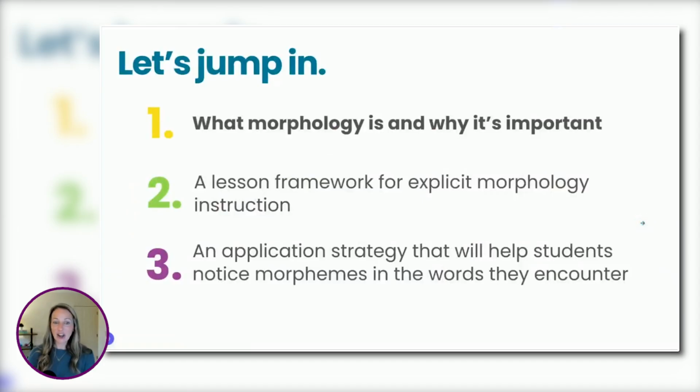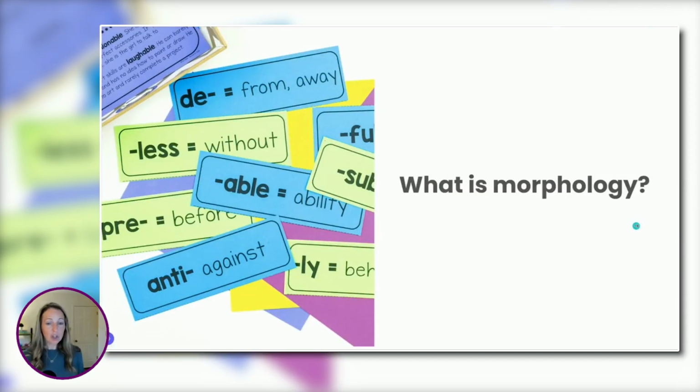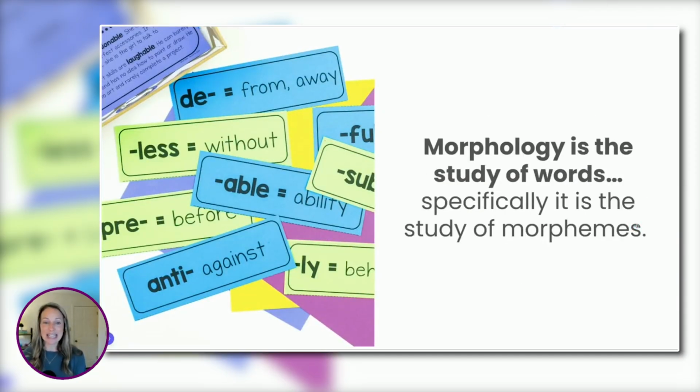Okay, let's jump in. What is morphology and why is it important? So morphology simply is the study of words. Specifically, it is the study of morphemes. And a morpheme is an individual unit of meaning. If we think about, for example, a phoneme is an individual sound. So a morpheme is an individual unit that contains meaning. And maybe you're like, I still don't know what that is. That was, like I said, that was me a couple years ago.